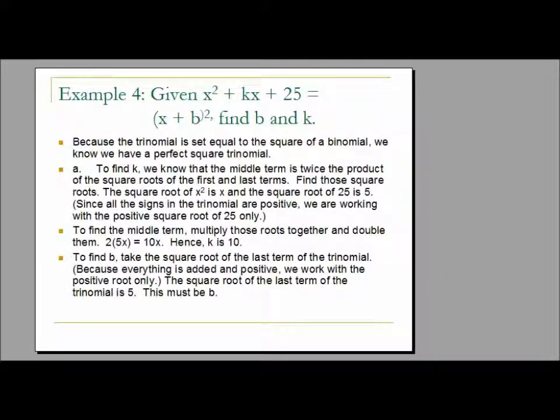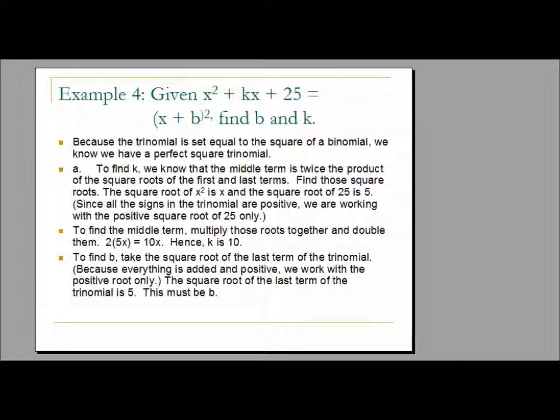Example 4. Given x squared plus kx plus 25 equals (x plus b) quantity squared, find b and k. Because the trinomial is set equal to the square of a binomial, we know we have a perfect square trinomial. To find k, we know that the middle term is twice the product of the square roots of the first and last terms. Find those square roots.